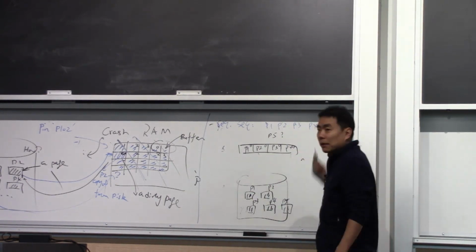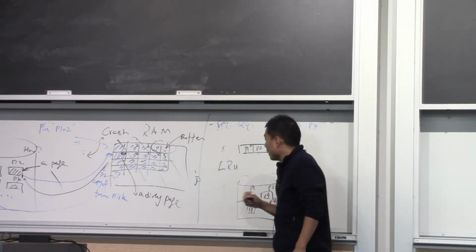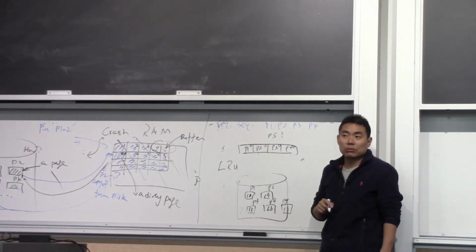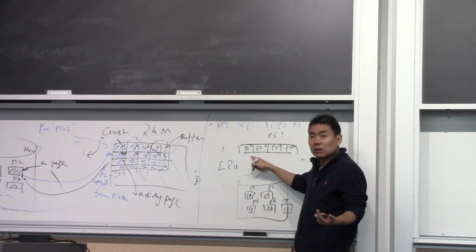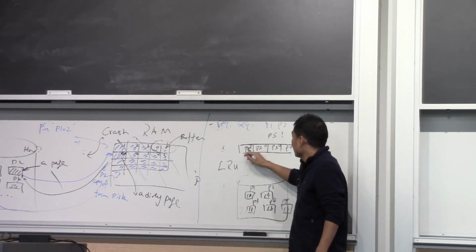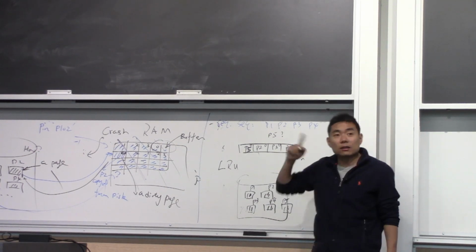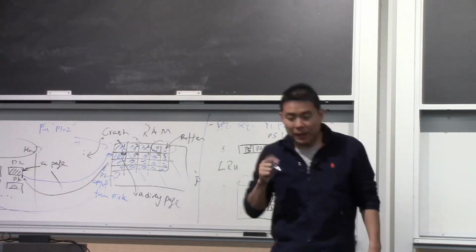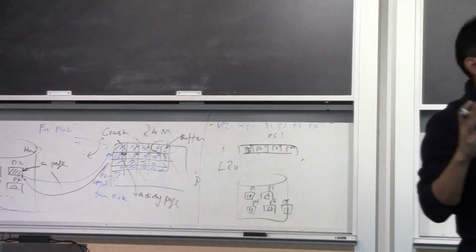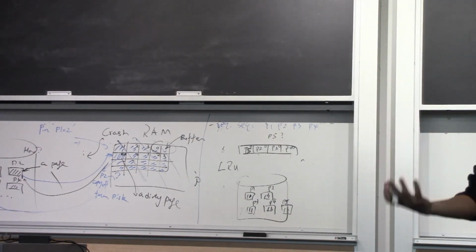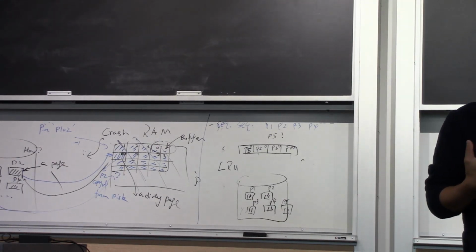Okay, which one to replace? If I'm using the least recently used policy, which one should I be replacing? P1, right? Because P1 is the least recently used. So I got P1. The intuition is the following: you're betting that if some page in the buffer hasn't been accessed for a long time, it will not be accessed in the future, at least in the near future. So you should kick that out of the buffer.